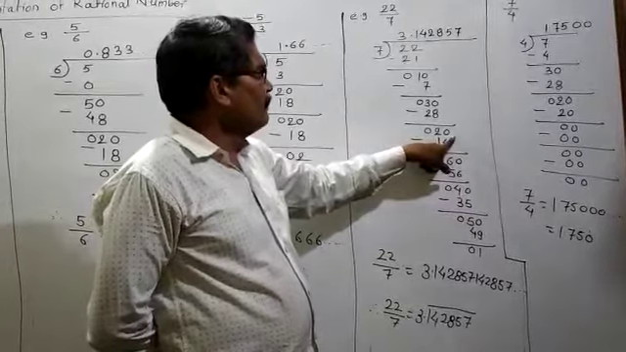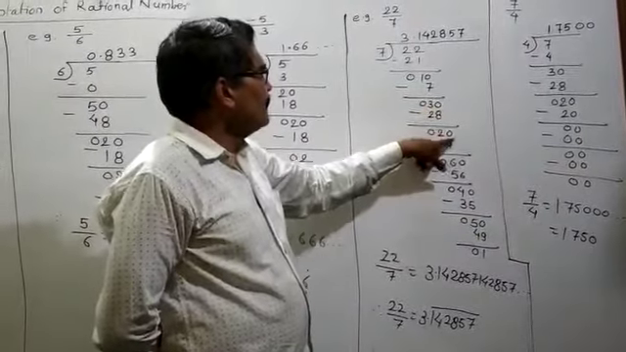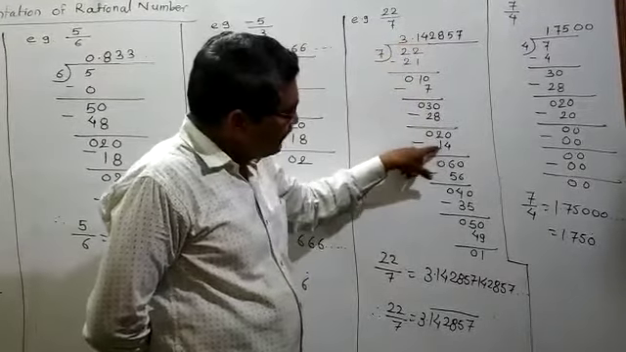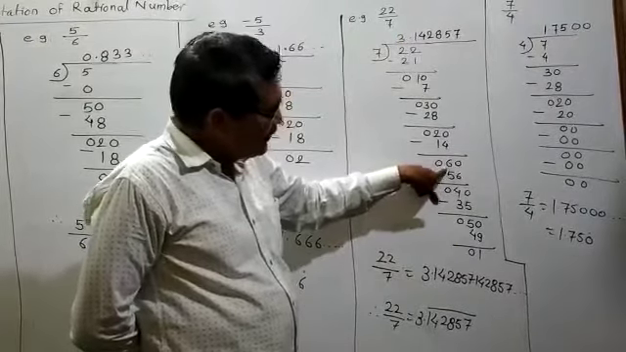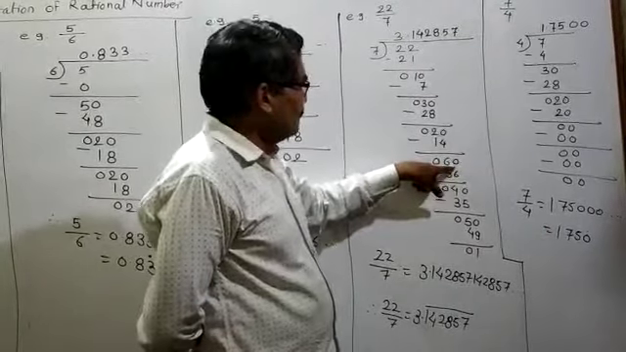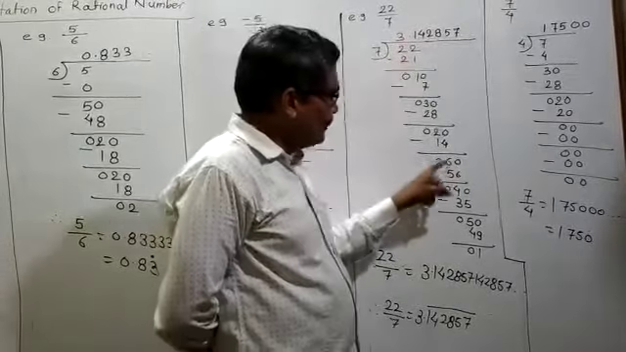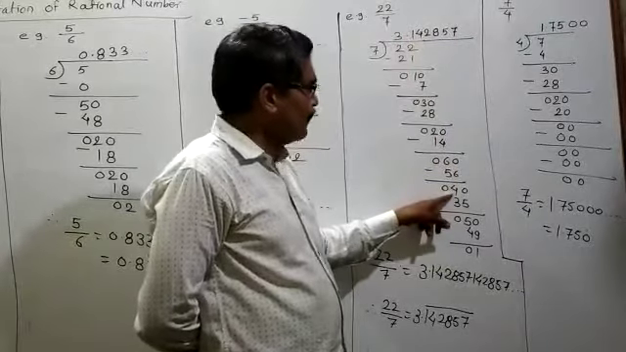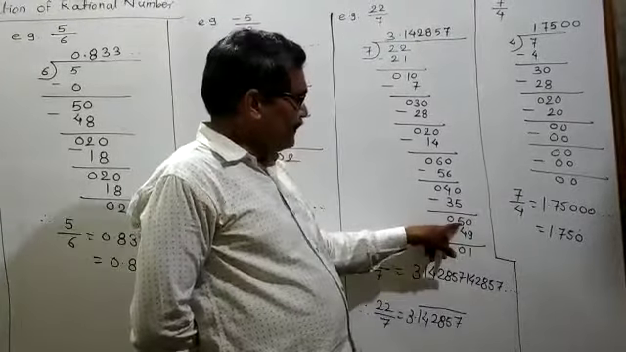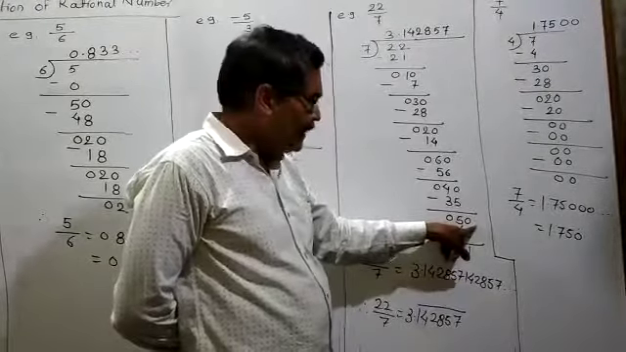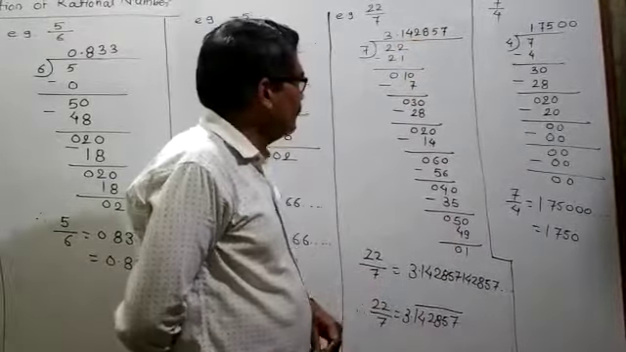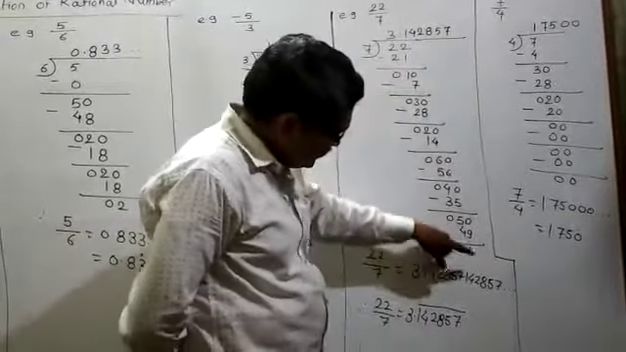This in the table of 7, 2 sevens are 14. 20 minus 14 is equal to 6. Again 0 will come here. This becomes 60. Then in the table of 7, 8 sevens are 56. 60 minus 56 is equal to 4. Then 40 minus 35 is equal to 5. Here, due to the decimal point, 0 will come, and 7 sevens are 49, and 50 minus 49 is equal to 1. Means 1 remains here again.